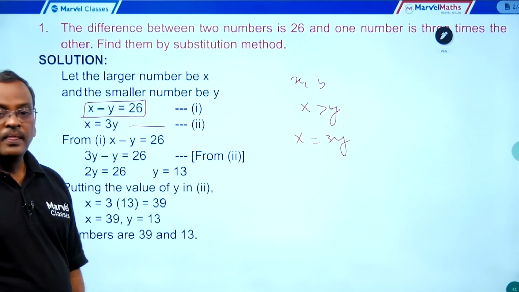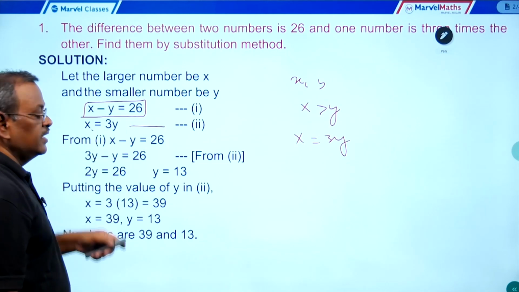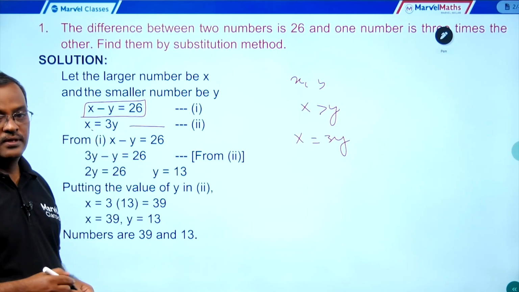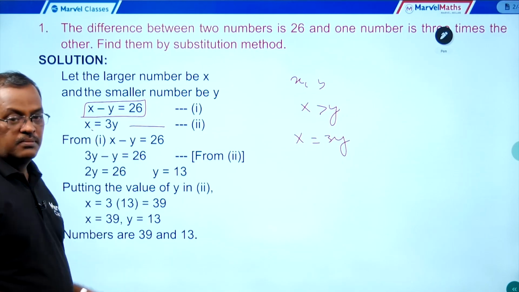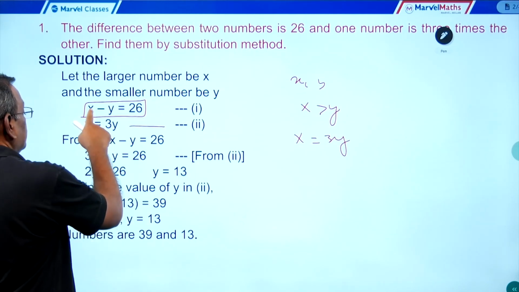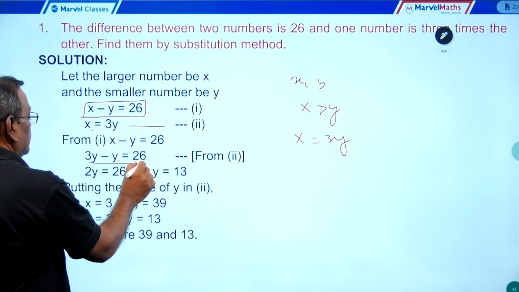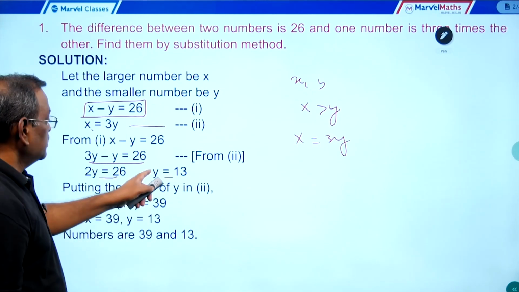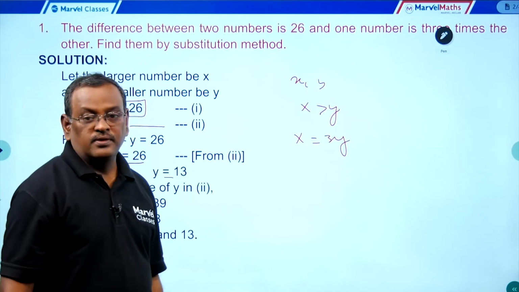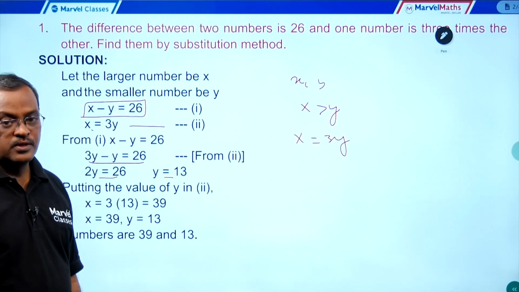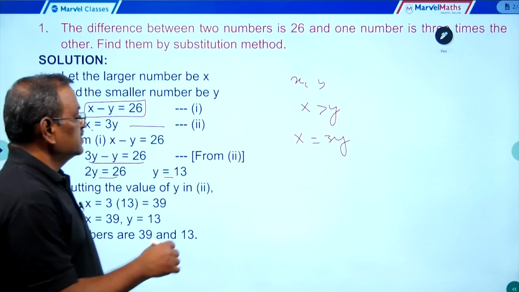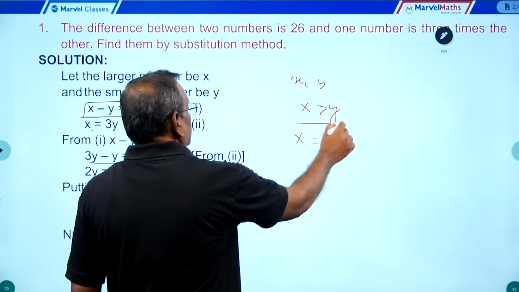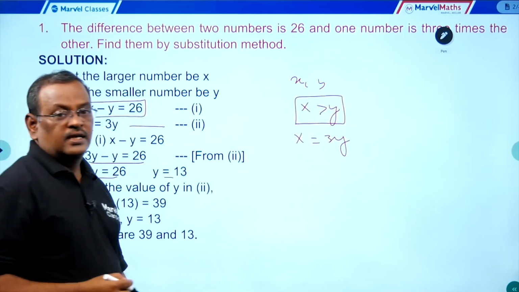Here the second linear equation has no constant term. So best method is substitution method. Substituting x equal to 3y here, 3y minus y equal to 26, 2y equal to 26. What is y? y equal to 13. If you substitute y equal to 13 here, x equal to 39. So one number is thrice the other. So always assume the numbers. In the initial itself, you have to assume which is larger, which is smaller.